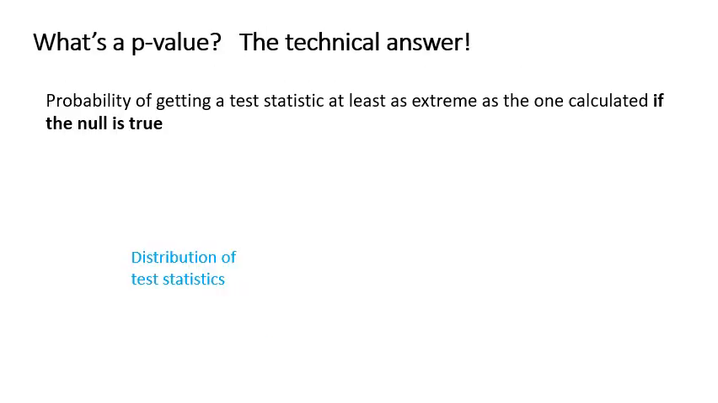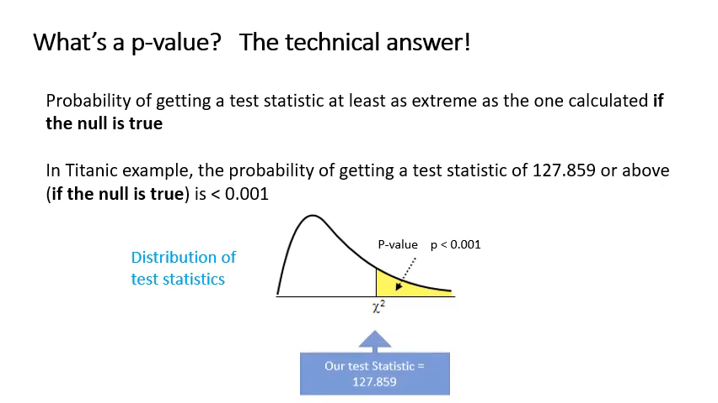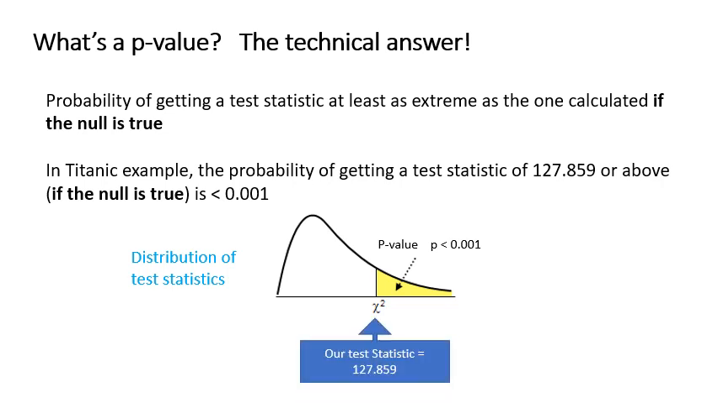Again, p-value is a very technical term. The p-value is the probability of getting a test statistic at least as extreme as the one calculated if the null is true, or the probability of committing a type 1 error. That's what we mean by p-value. And in the Titanic example, we got a p-value of less than 0.001, so there is really strong association. We would say there is a really strong association between class of travel and survival.